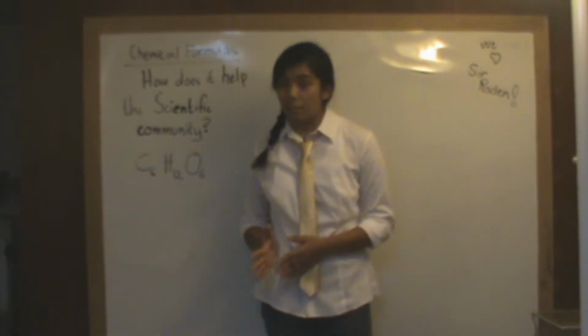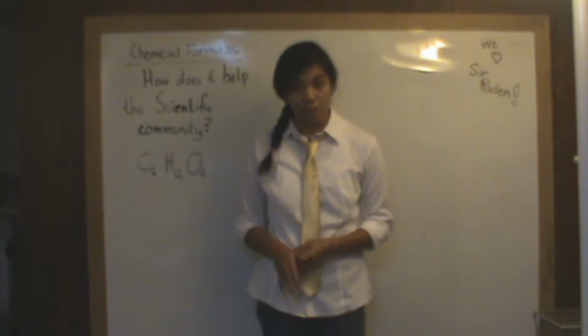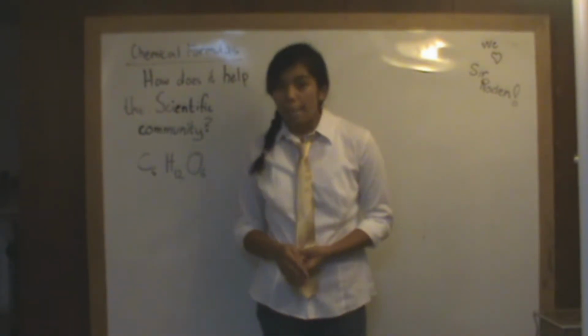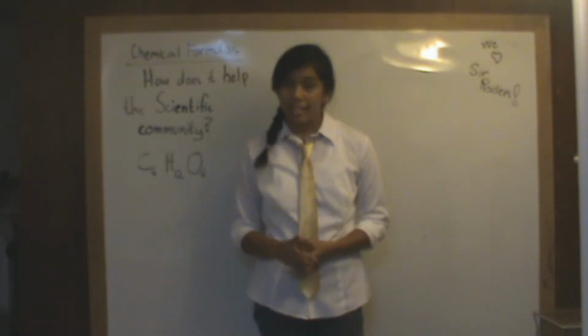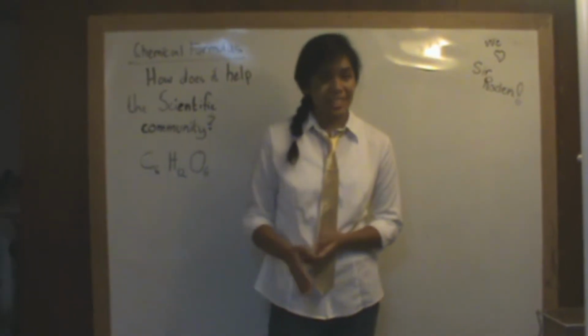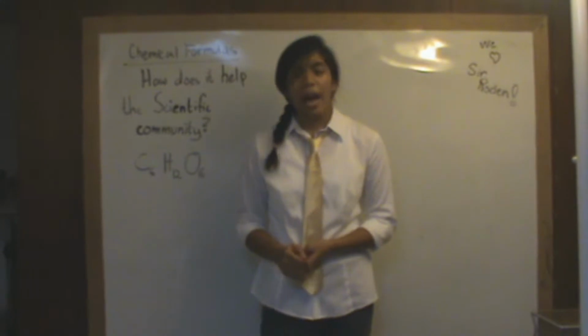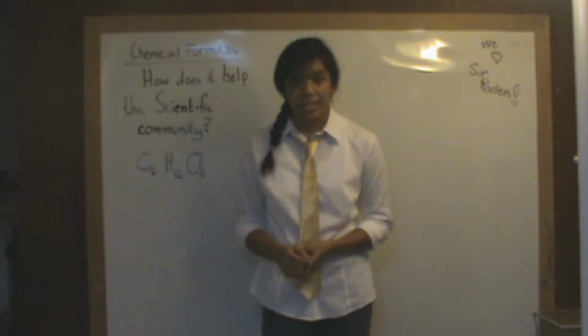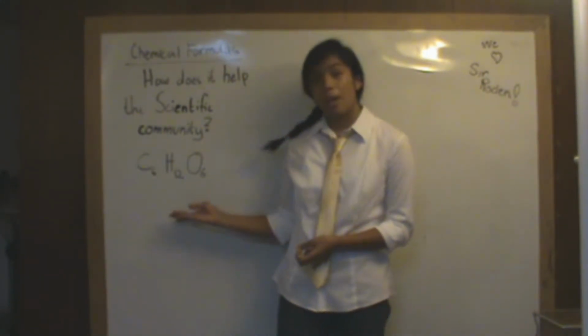It helps the scientific community by naming compounds mainly. Without it, many questions will be asked. Example, what elements compose glucose? Carbon, hydrogen, and oxygen. Now, how many of each element is needed? 6, 12, and 6. Pretty handy, right?